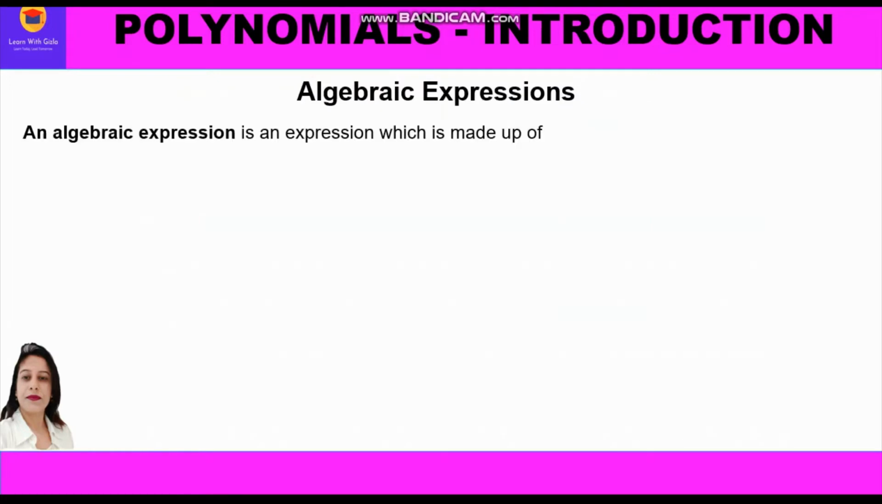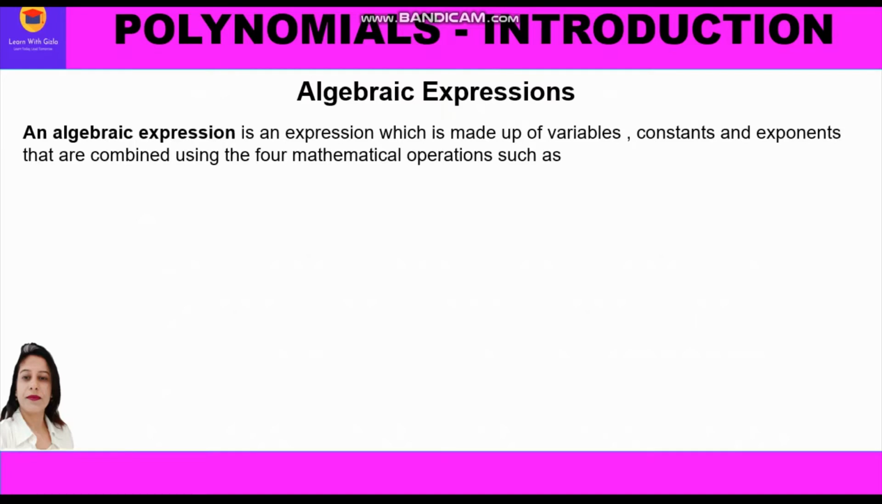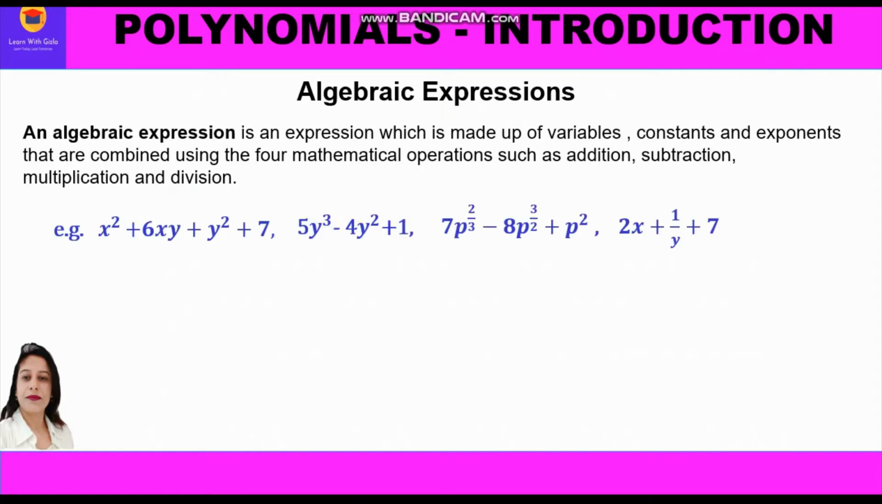An algebraic expression is an expression which is made up of variables, constants and exponents that are combined using four mathematical operations such as addition, subtraction, multiplication and division. That means an algebraic expression is composed of variables, constants and exponents, and they are combined using the four mathematical operations. We have addition, subtraction, multiplication and division. So these are a few examples of algebraic expressions.